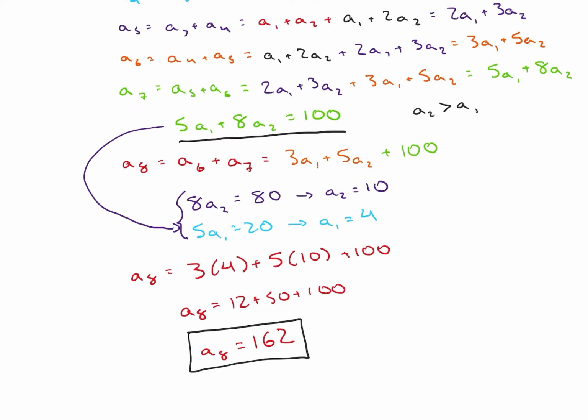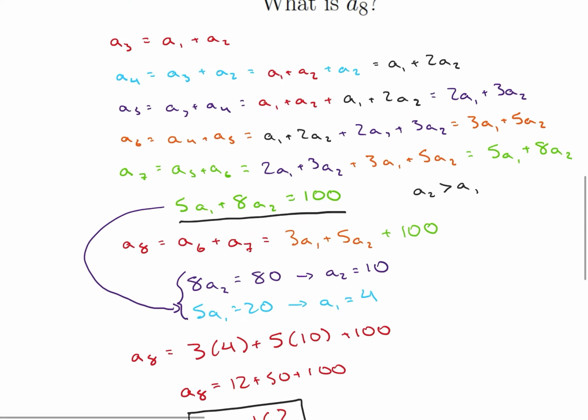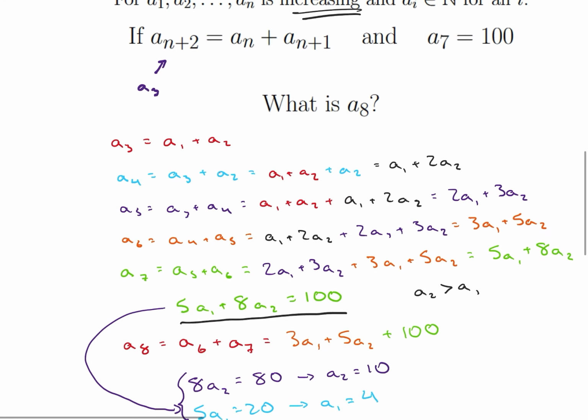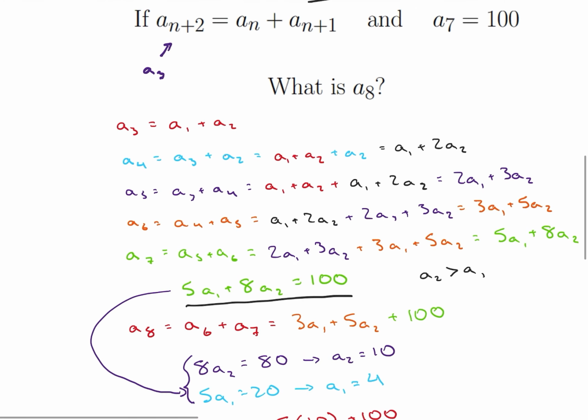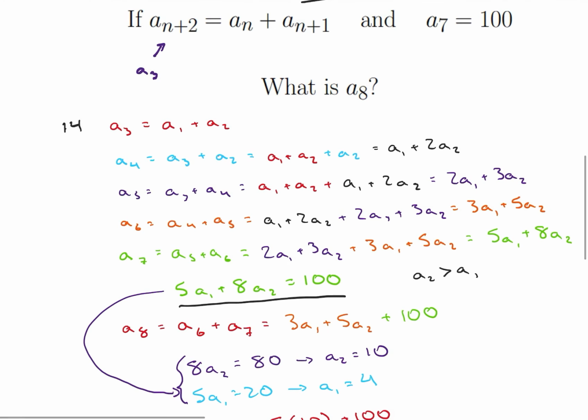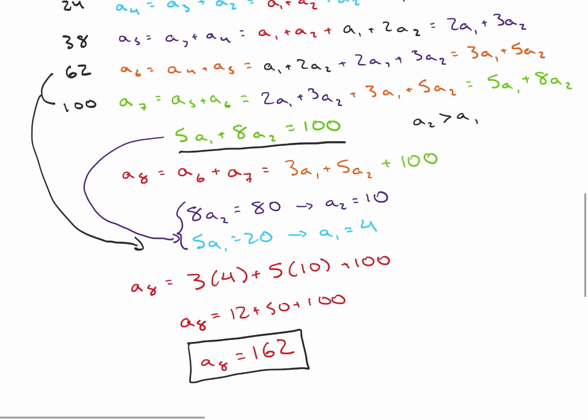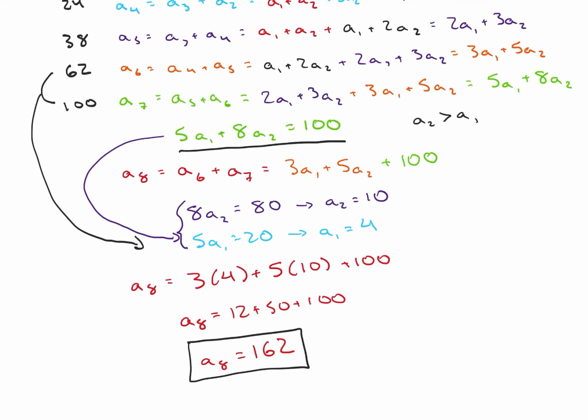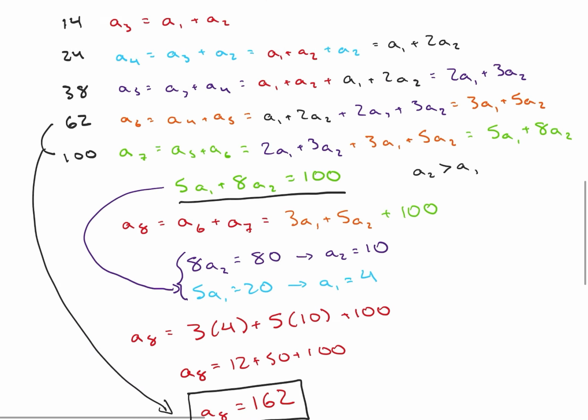And that is going to be my final answer for the sequence. If I want to know what my whole sequence is, then I can kind of work through it, and I can see that if A sub 1 and A sub 2 are 4 and 10, then this guy is going to be 14. This guy is going to be 24. This guy will be 38. This guy will be 62. This one will be 100. And then that'll lead me to summing these two up to get my 162 down here, sorry. And that'll give me my final answer.